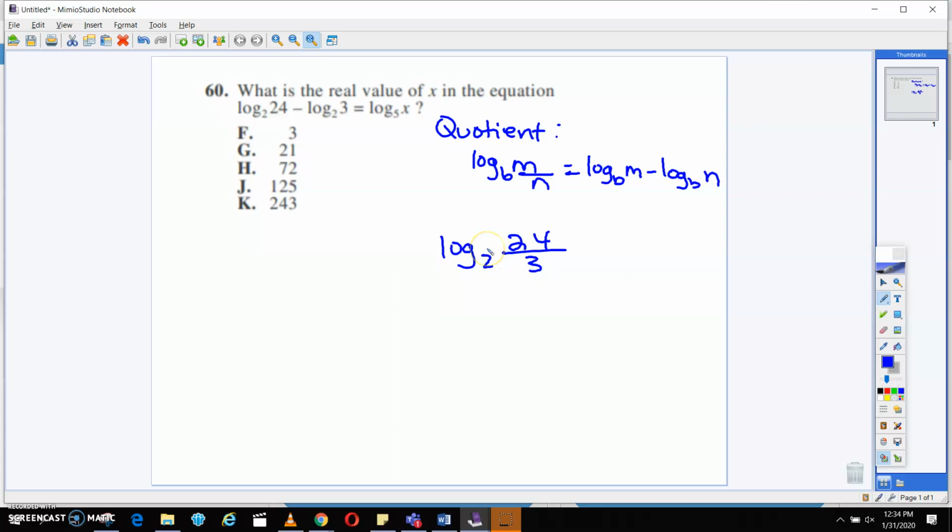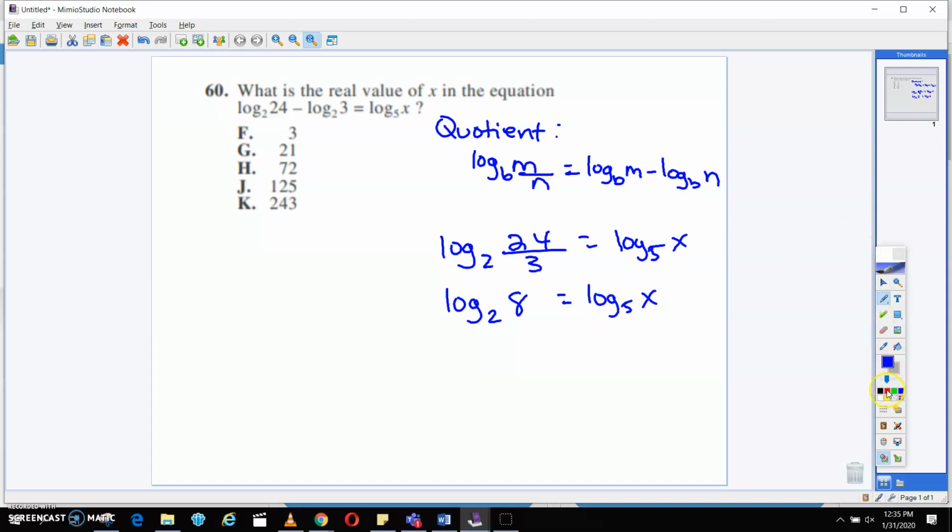Does everybody see where I got that? Okay. Now, since we are good mathematicians, we know 24 divided by 3. Well, I know what that is. That's 8, right? Hopefully, yes. And on this right-hand side, we're still stuck with this log base 5 of x. Anybody with me? Okay.